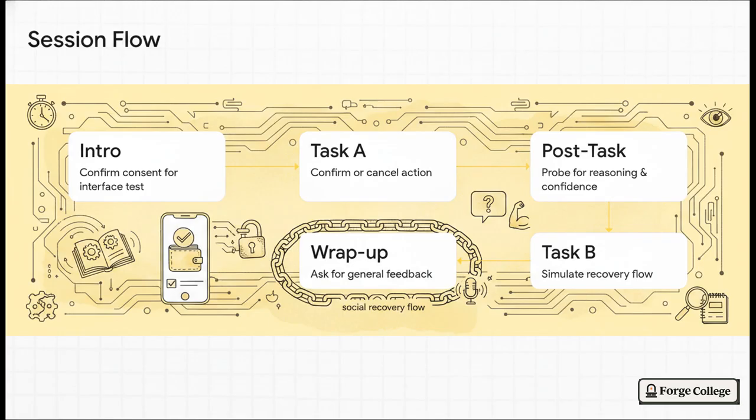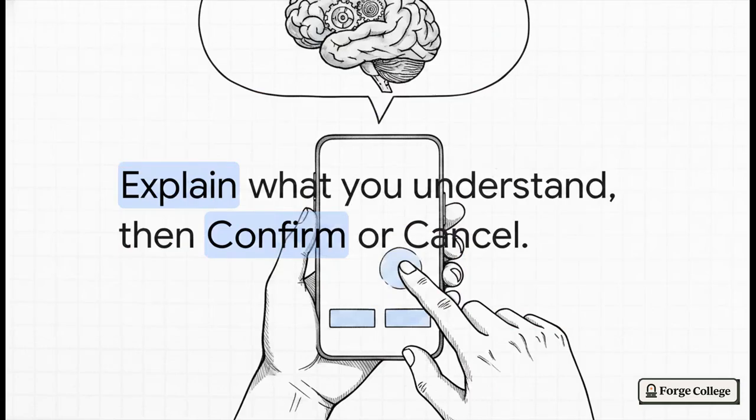During the tasks, you must act like a scientist. Observe silently. Do not guide their mouse. Do not give them hints. Just watch. Now, pay attention, because this right here is your magic prompt for task A. Walk me through what you understand, then choose confirm or cancel.